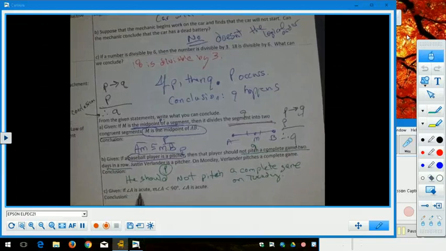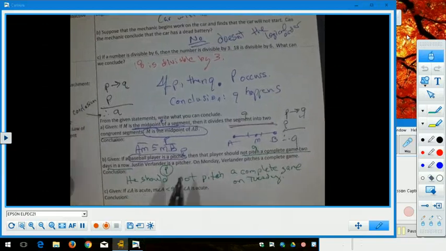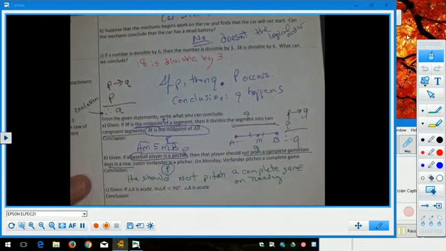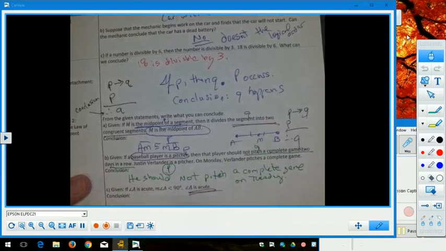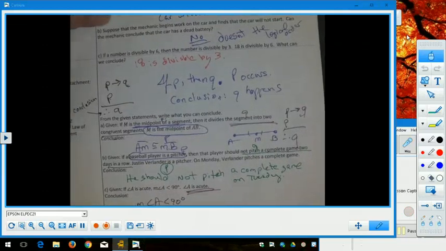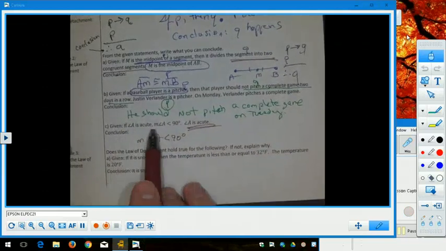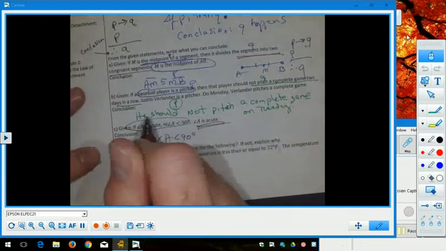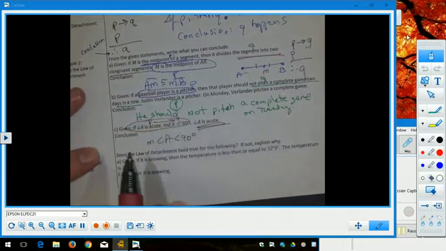So in the next one, if A is acute, the measure of angle A is less than 90 degrees. They're telling us angle A is acute, the conclusion is its measure is less than 90 degrees. Not less than or equal, strictly less than 90 degrees. We're just following the order of the conditional sentence. It has to follow that order from P to Q.